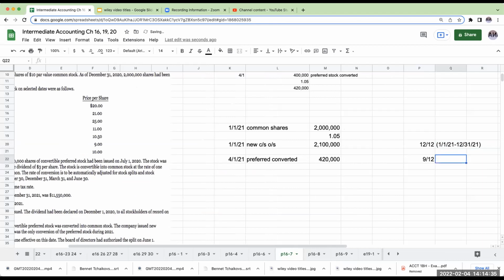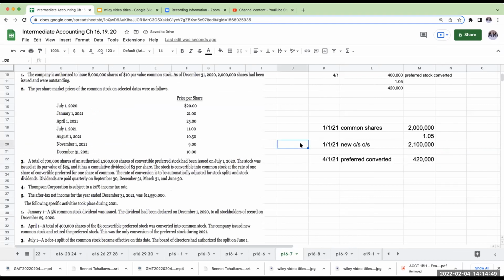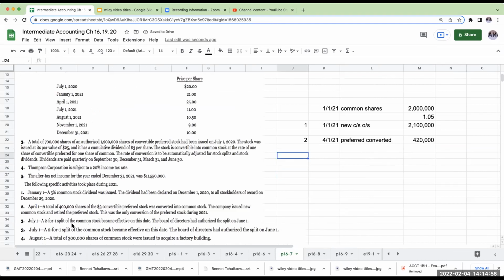The preferred converted, this is going to be 4/1/21 through 12/31/21, or 9 months. So we'll just kind of keep that in the back of our mind. Okay, so that is number 1. This is number 2. Number 3, a 2-for-1 split of the common became effective on this date.